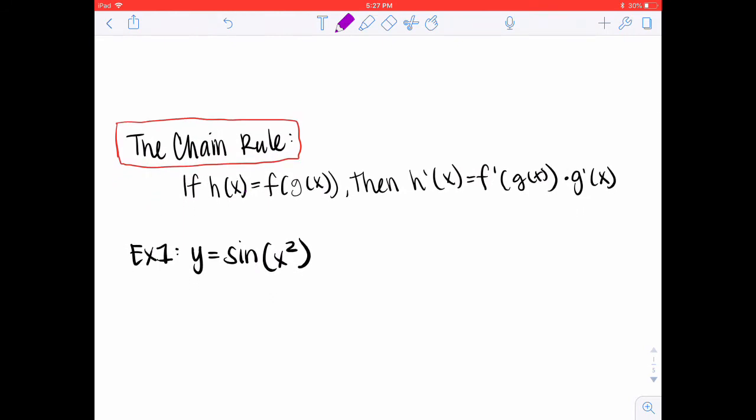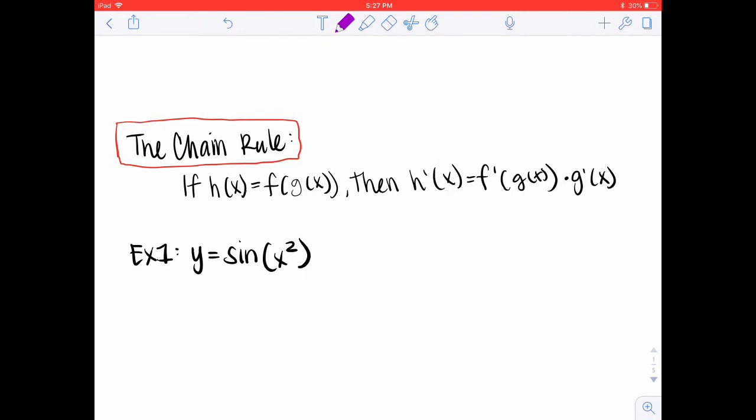The chain rule is: if h of x is equal to f of g of x, then the derivative is equal to the derivative of the outer function with the inner function still inside, times the derivative of the inner function. So f prime of g of x times g prime of x. Let's go ahead and apply that rule.